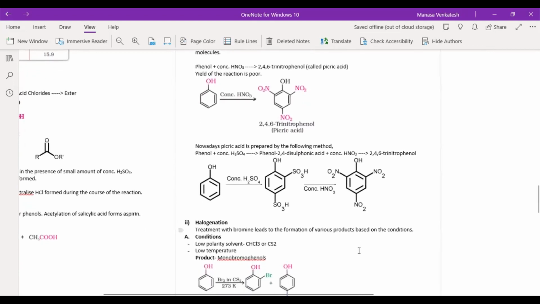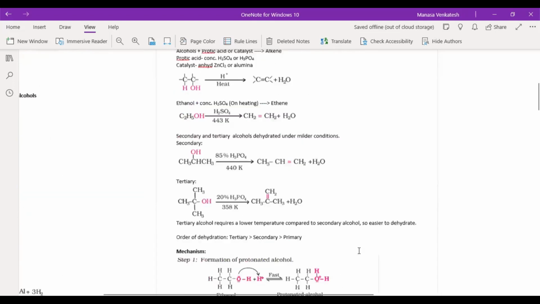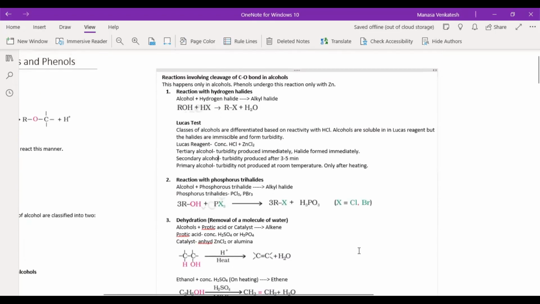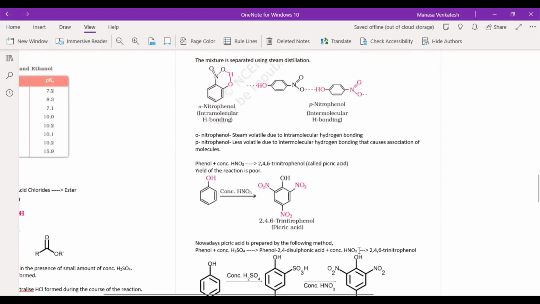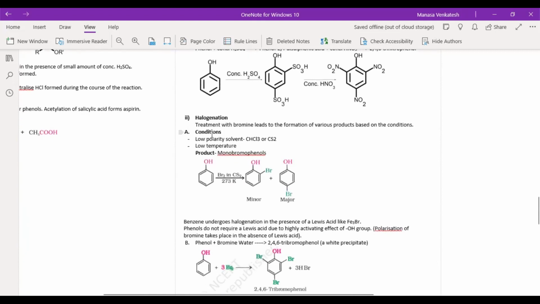Next is halogenation. Usually, based on the conditions, you get variation in products. The first condition is a low polarity solvent like CHCl3 or CS2 and a low temperature. The product formed is monobromophenols, which means bromine is present in only one of the positions, that is ortho or para. And obviously, the ortho product is going to be minor because of steric factors.